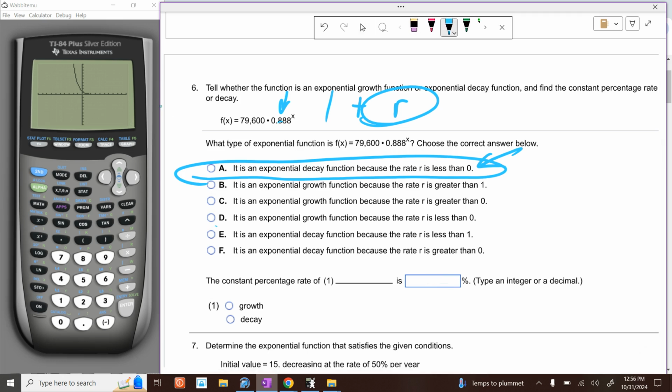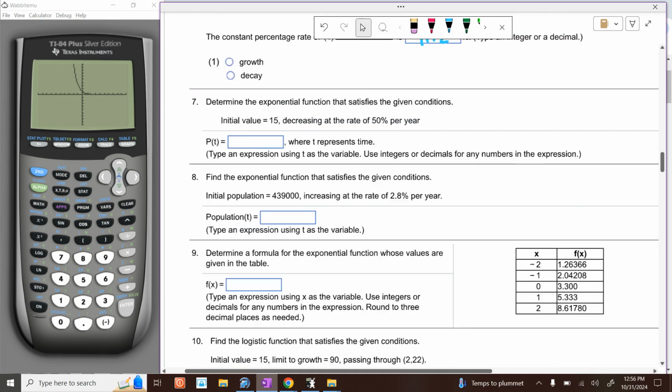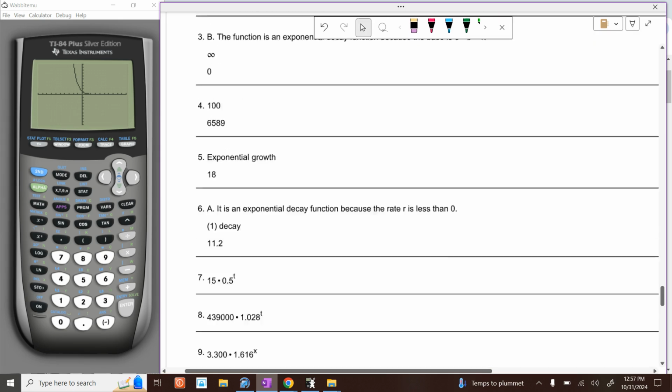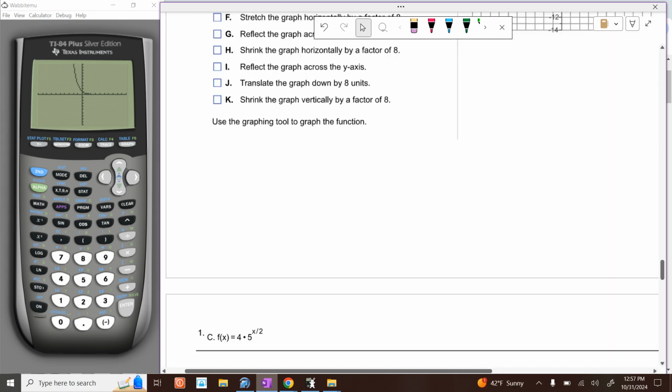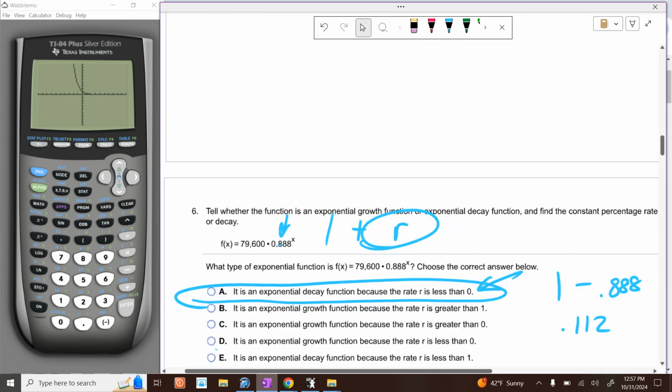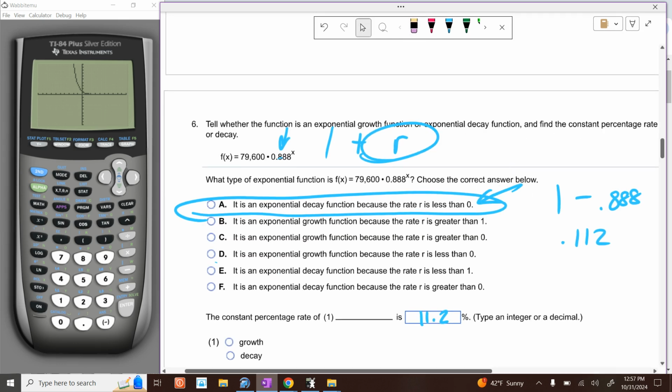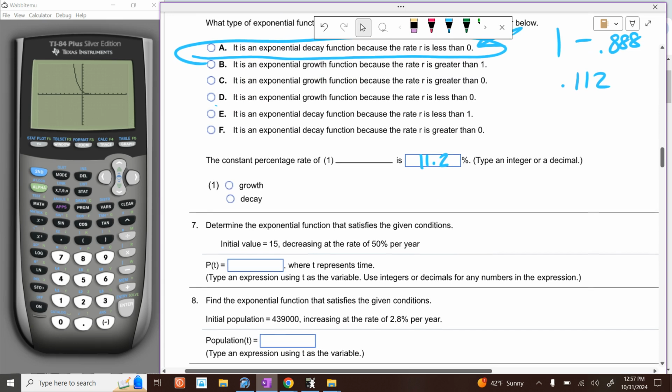Okay, so 1 minus this gives us our percentage, which is 0.112, because 1 minus 0.888 is 0.112. So it's 11.2%. And it's a negative. I wonder if they want it negative. Let me go down to 6 and see. 6, nope, they want positive, but it's less than 0. So the constant percentage rate is 11.2%.